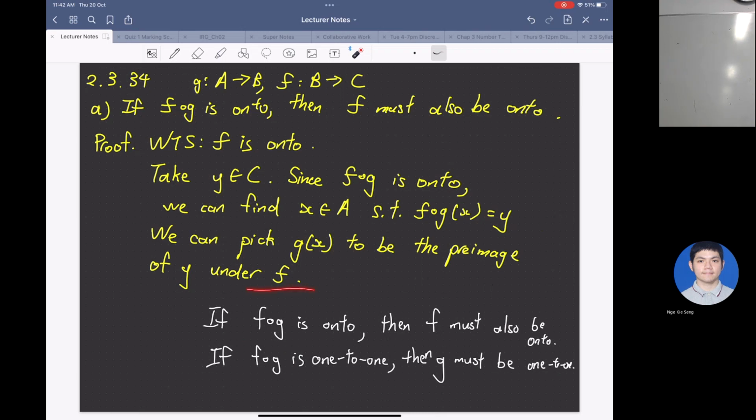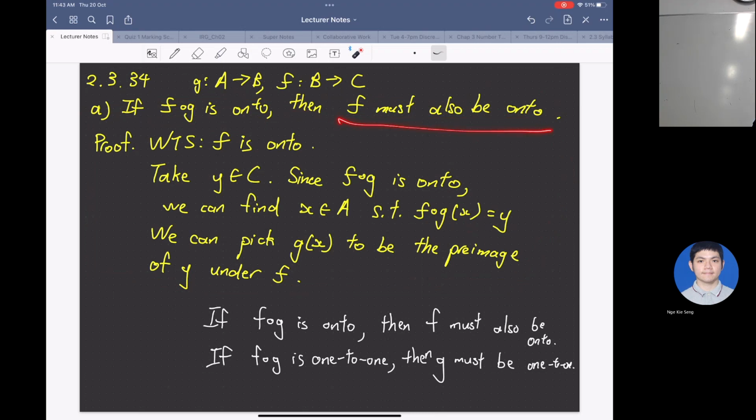But to prove it's not too hard, if you just spell out the definition of onto, and then find the right candidate to prove that something is onto. For example, let us run through one of these. For example, we want to prove this: if the composite is onto, then we show that f is onto.